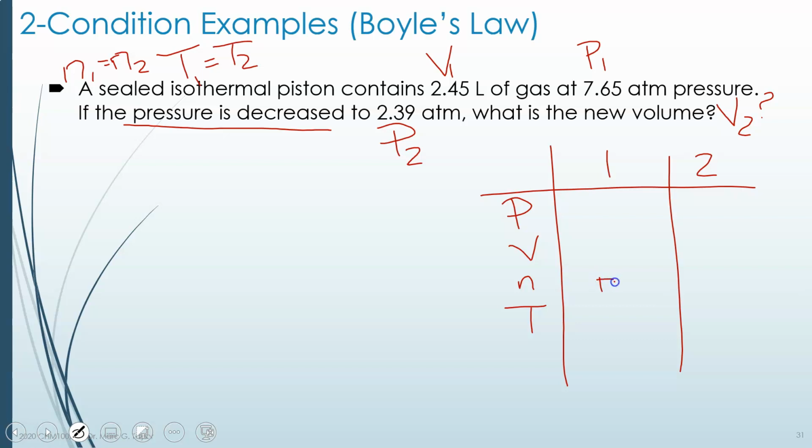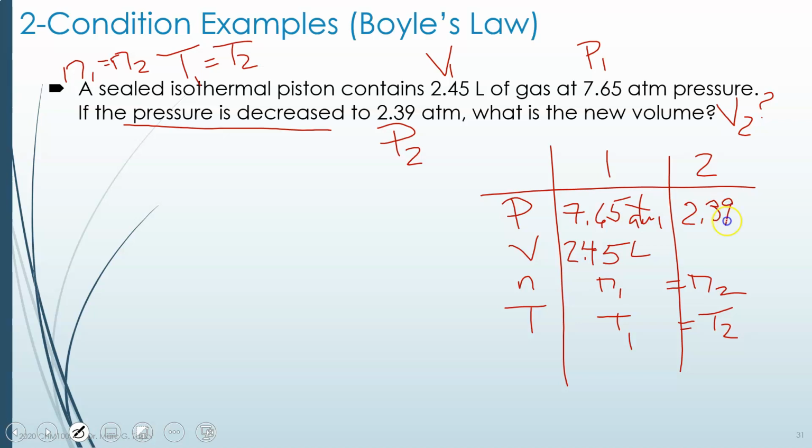You know right away that N1 equals N2. And you know that T1 equals T2. So this simplifies things a great deal. You know your initial volume of 2.45 liters. You know your initial pressure of 6.75 atmospheres. And you know your final pressure of 2.39 atmospheres, significantly less than your original pressure, about a third of what you used to have. And here's your unknown volume 2. So we're going to solve for that.